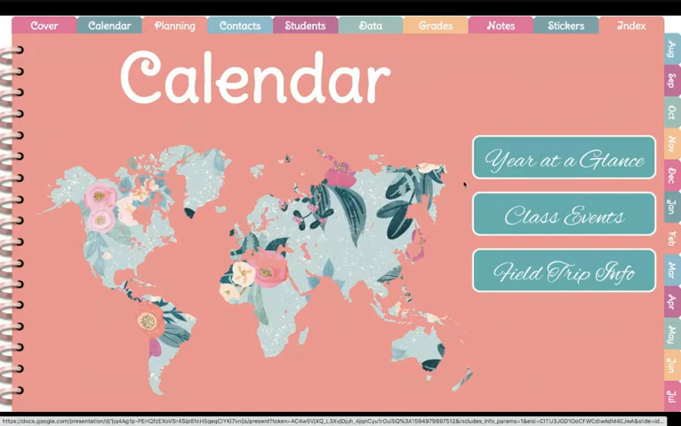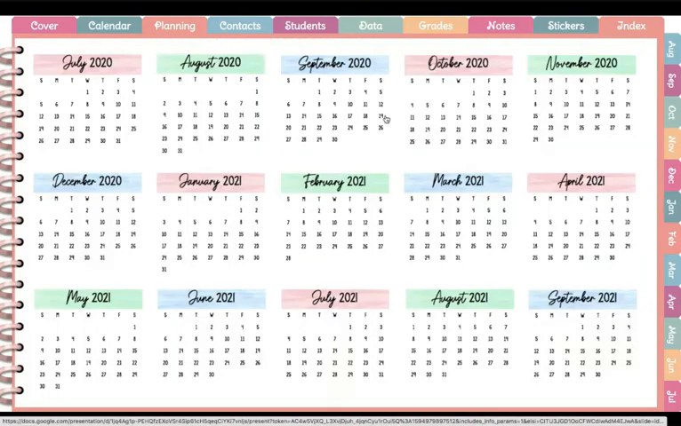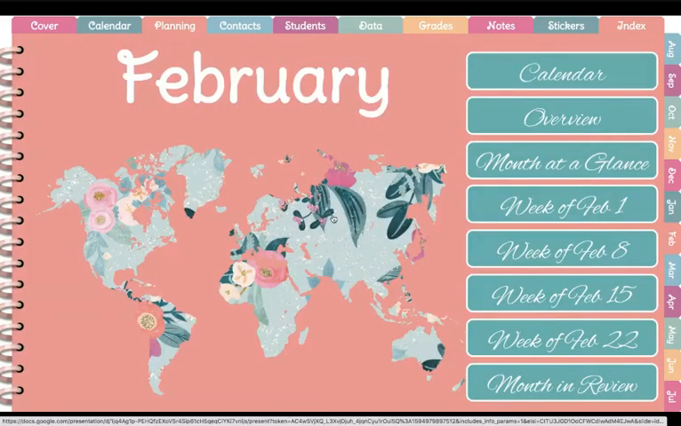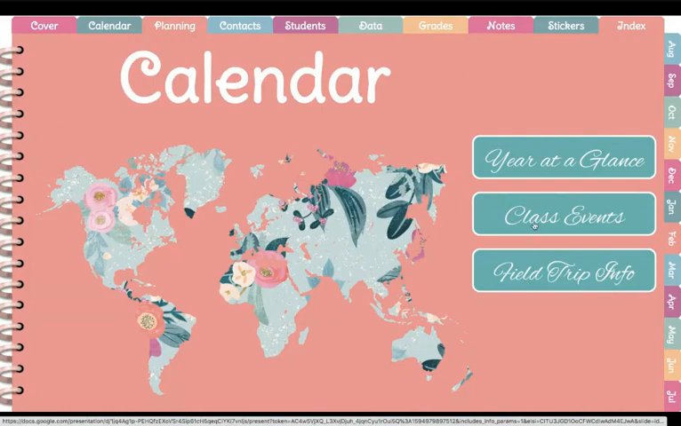These tabs over here are clickable as well. So they're dividers within the dividers. So I can click on year at a glance and it will go here. And also, I like to make everything easy. I can click on there and it jumps straight to there. So pretty much everything is super easy to navigate.